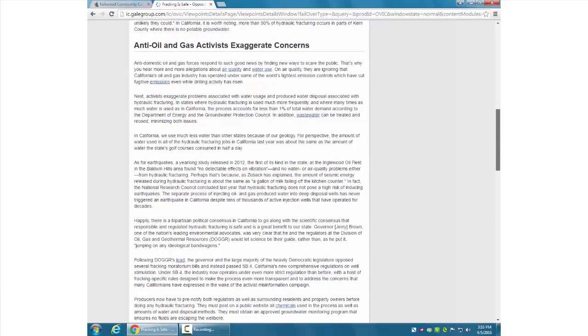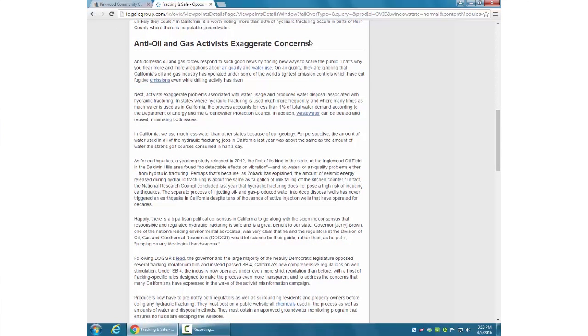Now another subpoint in the form of a title. Anti-oil and gas activists exaggerate concerns. So again, if we've looked at elements of argument and you've thought about refutation as well as concession, we can see through this subtitle that the author is going to move on to refutation, to refuting counter-arguments, the arguments of those who fear that fracking will damage the environment.